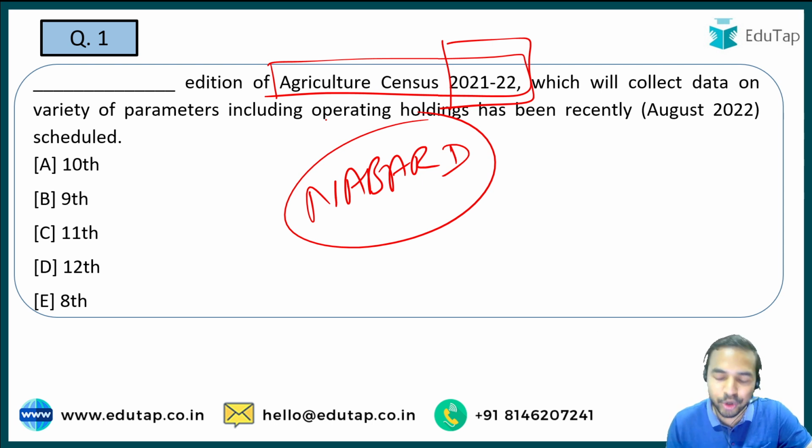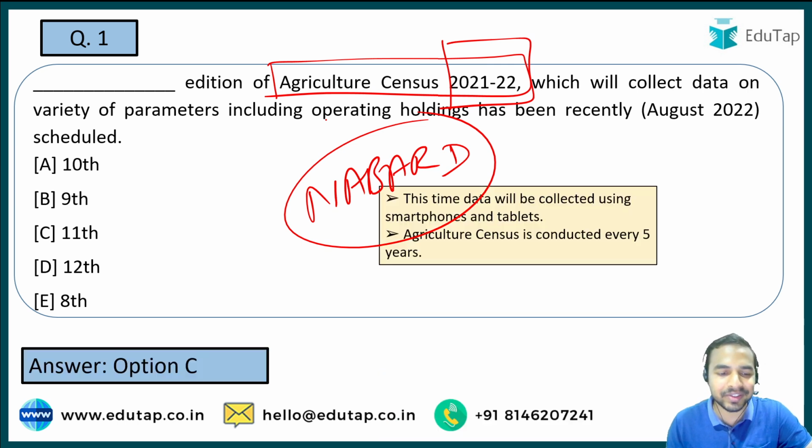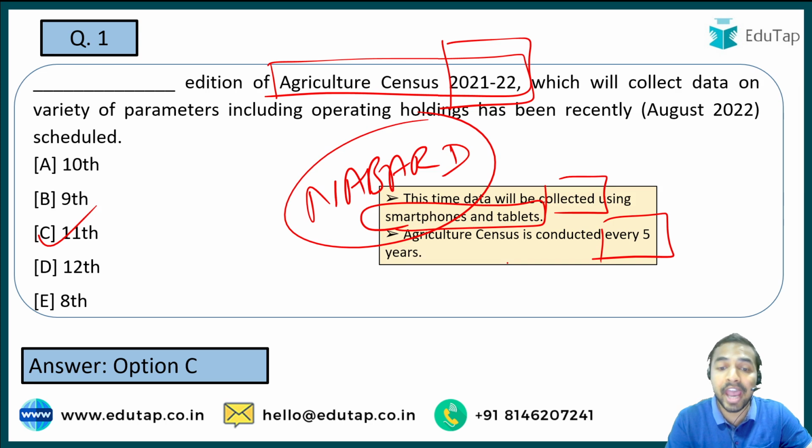So the right answer to this question is the 11th edition. And this time, guys, the data during the Agriculture Census 2021-2022 is going to be collected using smartphones and tablets. And this census is being conducted every 5 years. So these are the important things that you should remember.